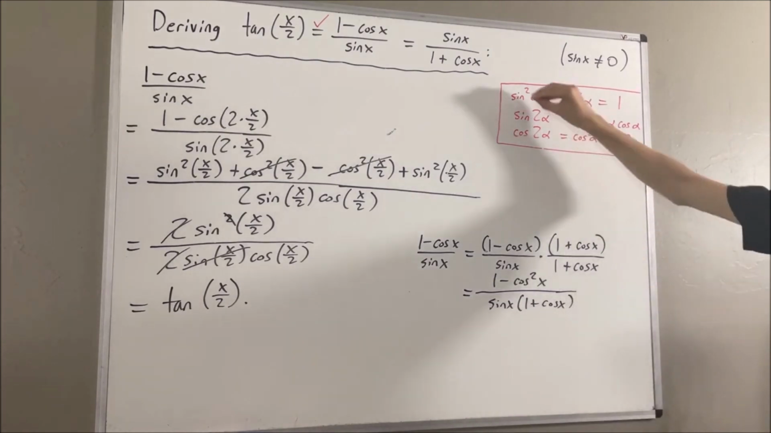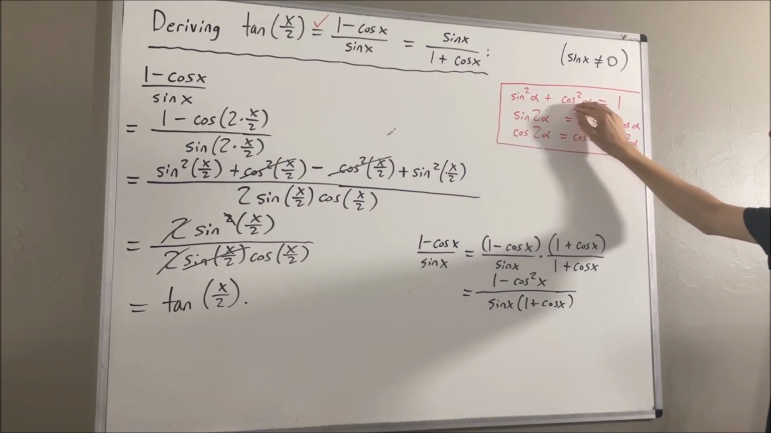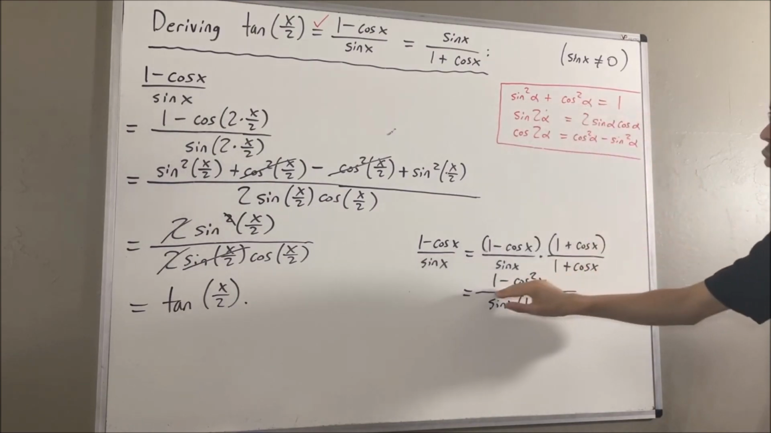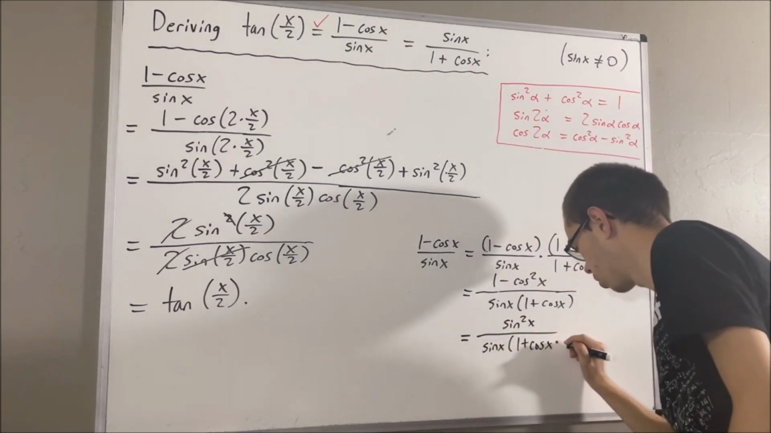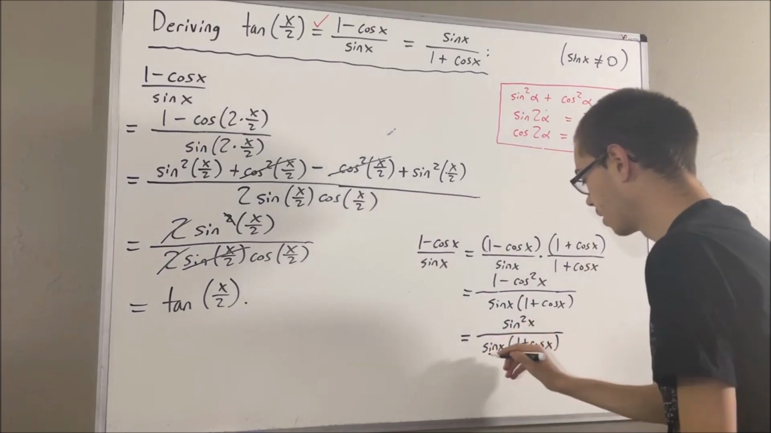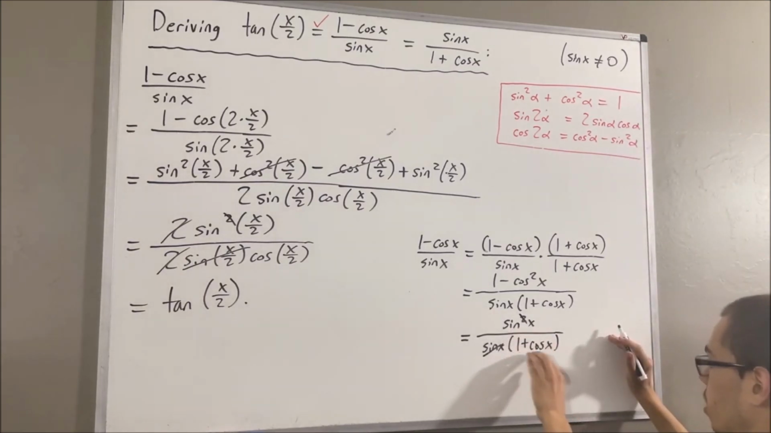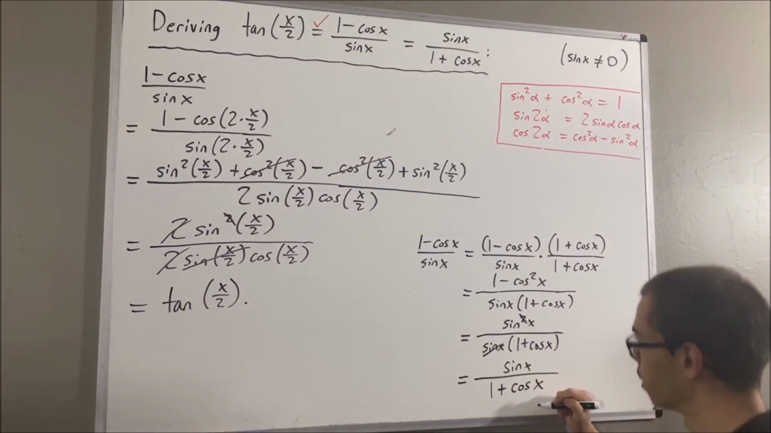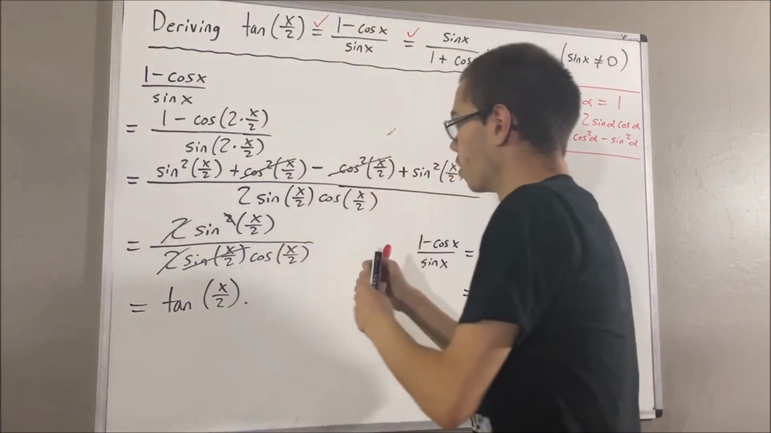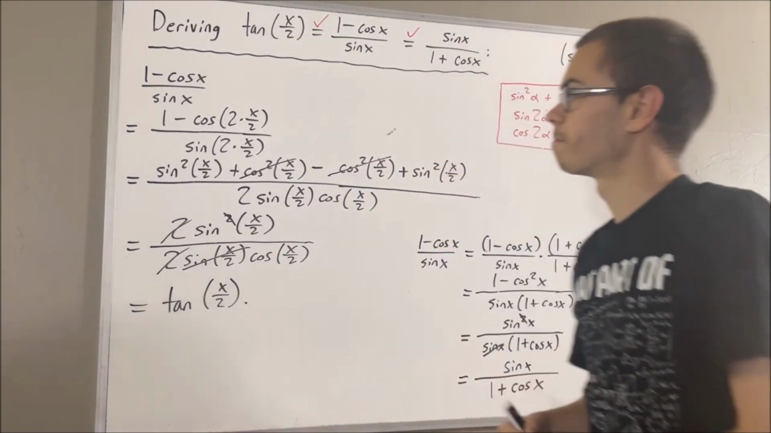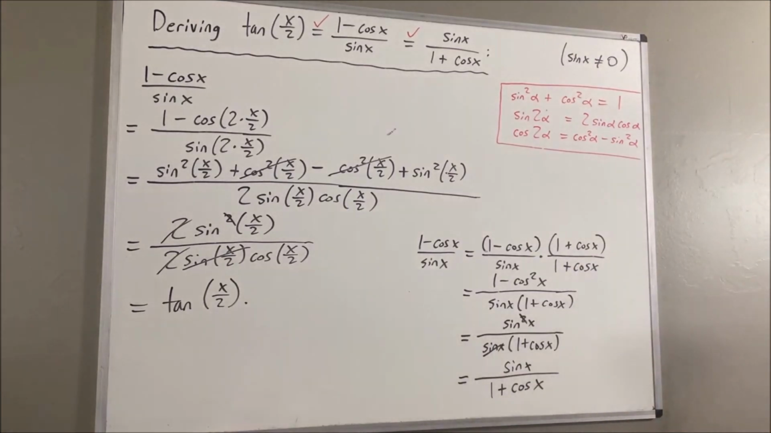But then, by this identity, if we take alpha to be x, we have sine squared of x plus cosine squared of x equals 1. Then that implies 1 minus cosine squared of x is equal to sine squared x. We see that sine squared of x over sine x leaves us with just sine x in the numerator, and so we're left with sine x over 1 plus cosine x. And so we have shown that these two are equal. So all three are equal to each other, and this completes the derivation. And so yeah, that's pretty much it for this video.